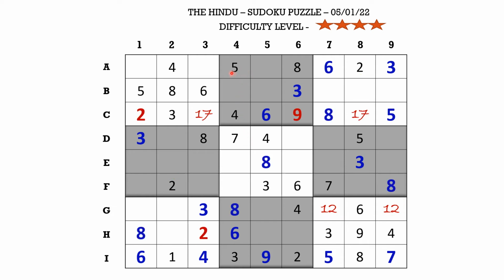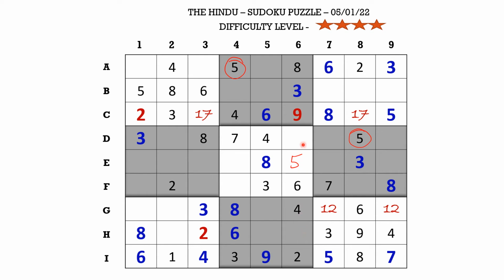There is a 5 in the A row and a 5 in the D row. So these two 5s block these cells in the fifth block. So E6 takes 5. Now in column 6 there are only 2 missing numbers.